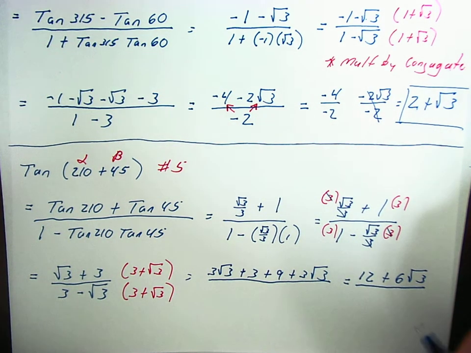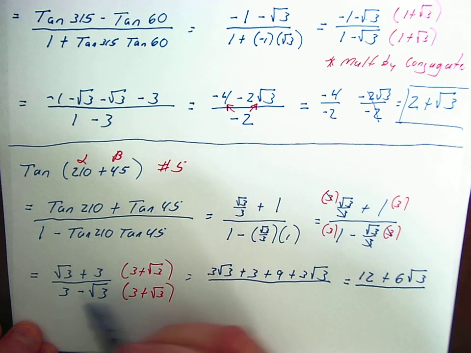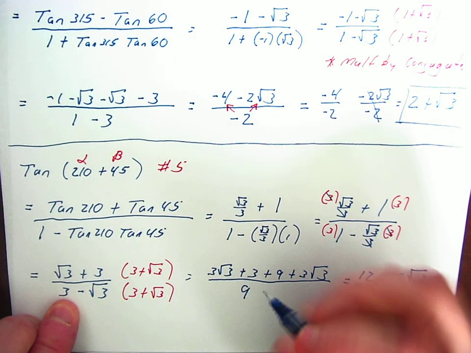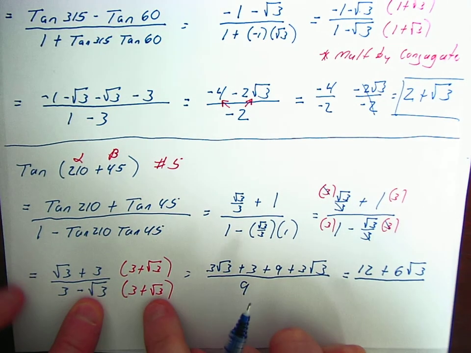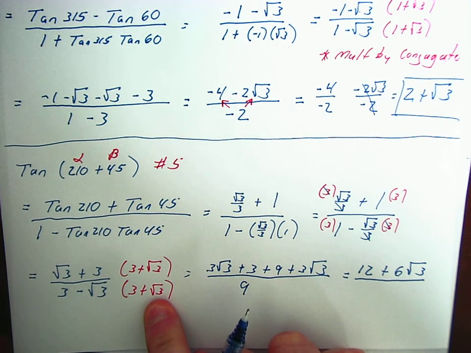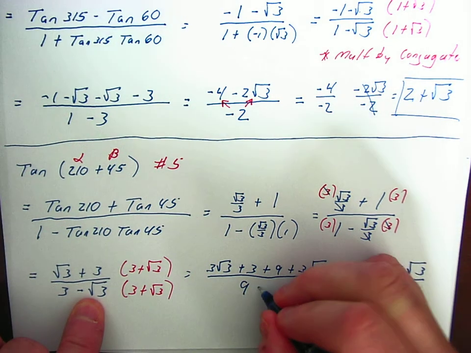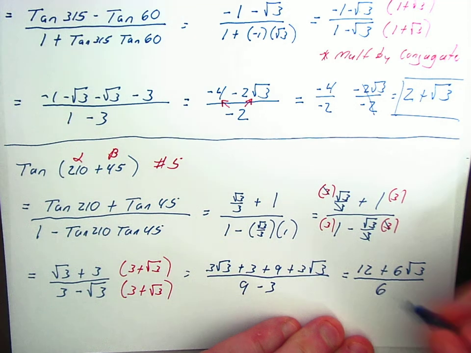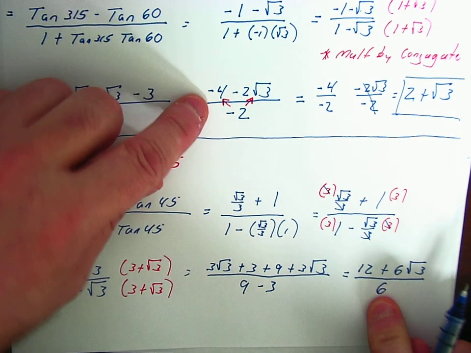The bottom, remember, these are conjugates. So I don't have to FOIL. I can just do the F and the L. So here's the F. 3 times 3, 9. Here's the L. Negative square root of 3 times positive square root of 3 is a negative 3. Go ahead and subtract them. That gives you 6. And now we're exactly where we were in this step right here.